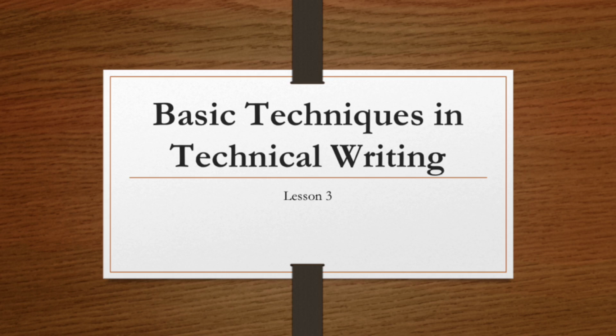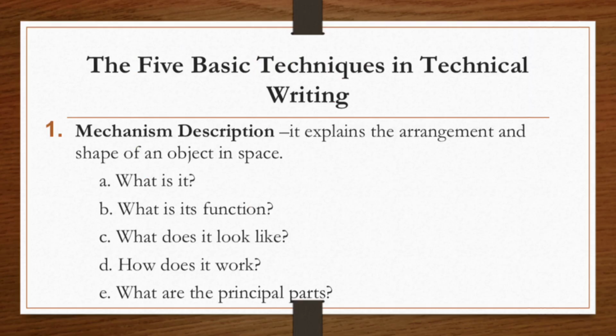And for today, we will be talking about the basic techniques in technical writing. We have 5 basic techniques in technical writing. First is the mechanism description, the process description, classification, partition, and definition. Let's talk about the mechanism description first.